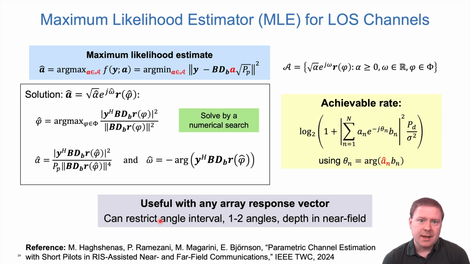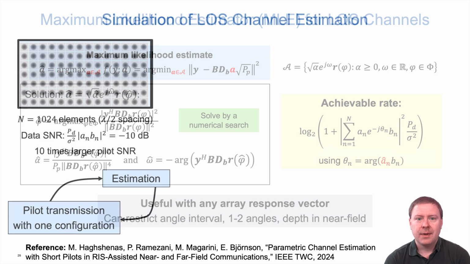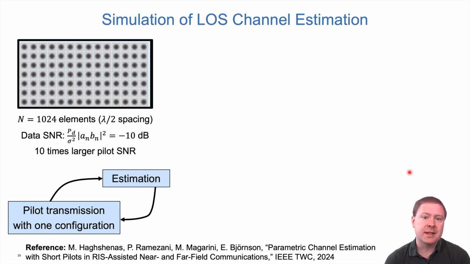The main thing then is that if we would like to compute our achievable rate, well, we are configuring the RIS based on the estimate of the channel that we're computing. And then we get the rate here that will not be the maximum one, but it should still be close to the maximum one if we are successful with our pilot transmission. Let us now have a look at how this improved maximum likelihood estimator works.